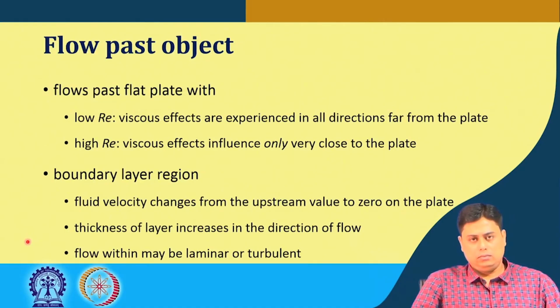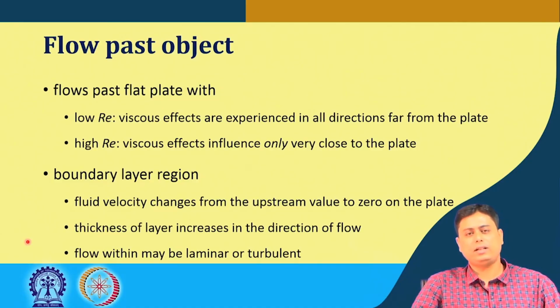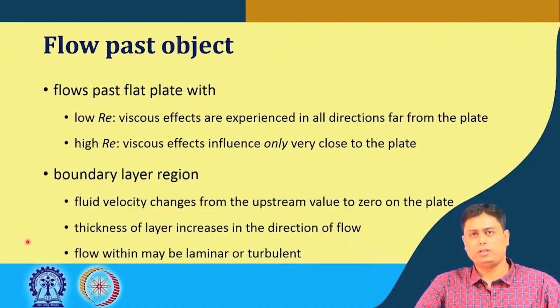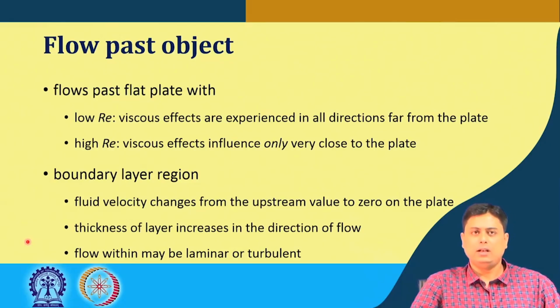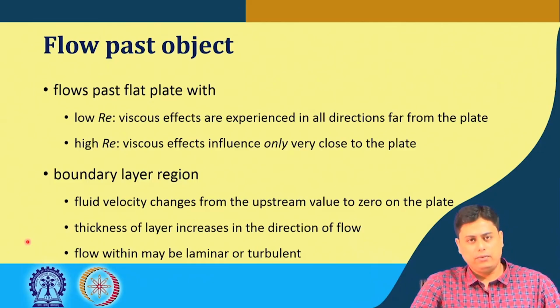So, the thing that I mentioned: when there is a flow past a flat plate with a low Reynolds number, the viscous effects are experienced in all directions far from the plate. Now, here the Reynolds number is defined based on the characteristic length scale. If that is a flat plate, it is the length of the plate. If that is a sphere, it is the diameter of the sphere, and similar to that.